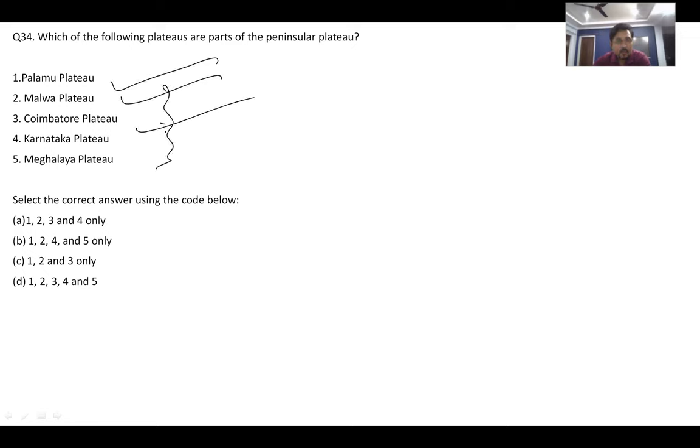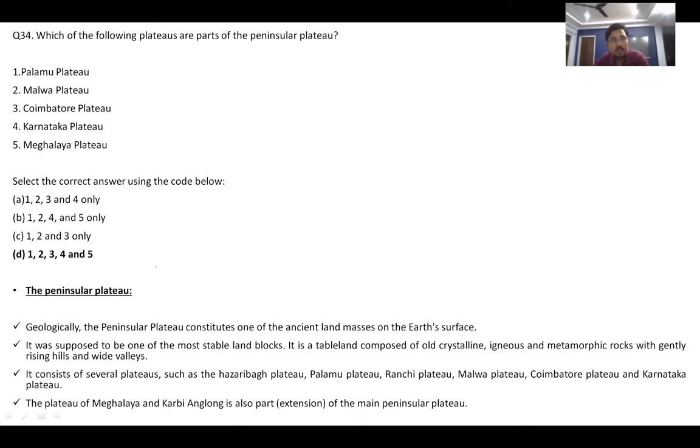So which of the following plateaus are part of the Peninsular Plateau? Palamau, Malwa, Coimbatore, Karnataka, and Meghalaya plateau, all are parts. The Peninsular Plateau, geologically, constitutes one of the ancient land masses of the Earth's surface. It was supposed to be one of the most stable land blocks.